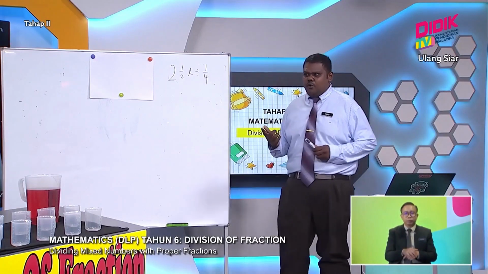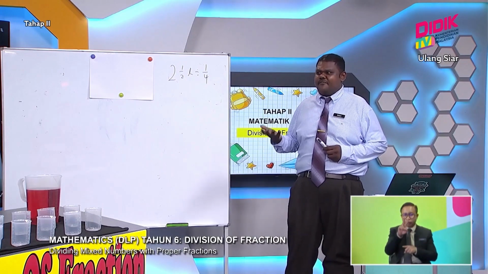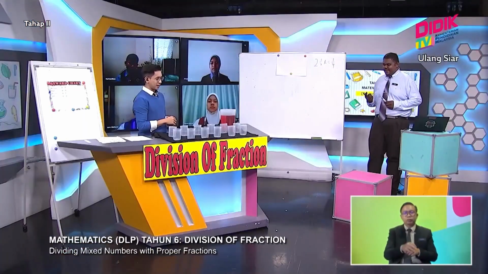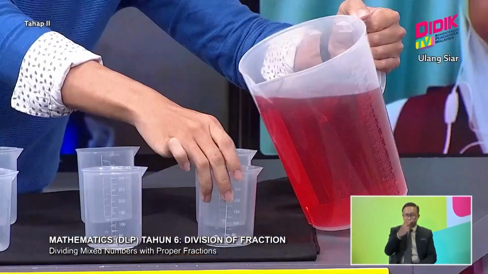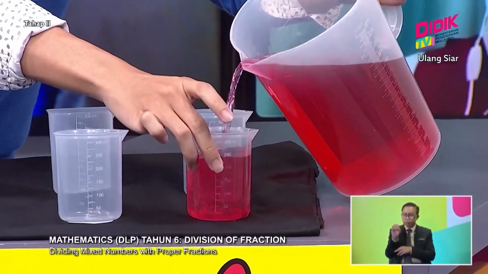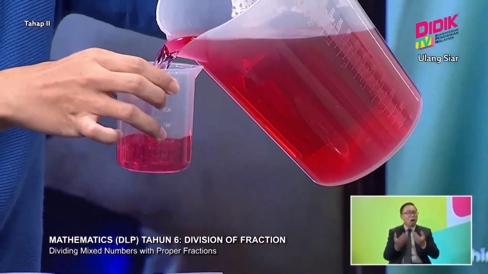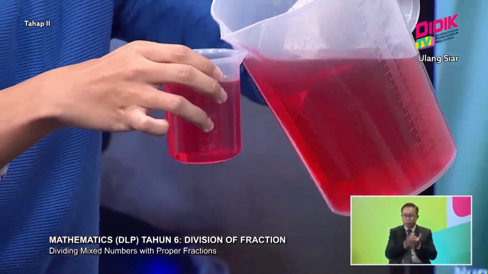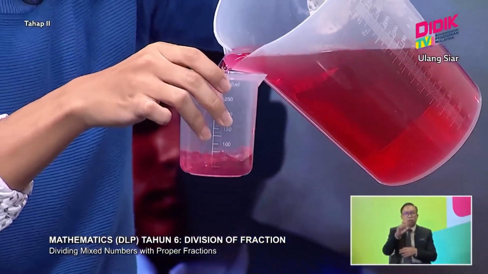So as we know, 1/4 liter is equivalent to 250 milliliters. Can you do it, Chris? Yep, can. Okay, let Chris do it. So you're going to put 250 milliliters of syrup in each beaker. And we're going to find out how many beakers Chris managed to fill with 2 1/2 liters of syrup.